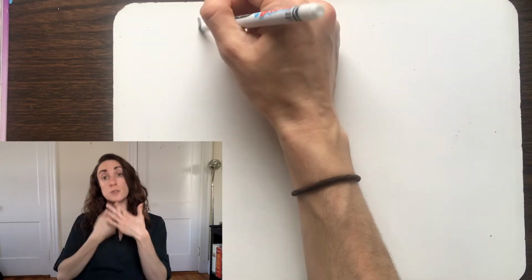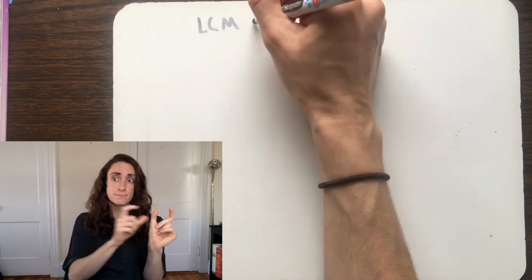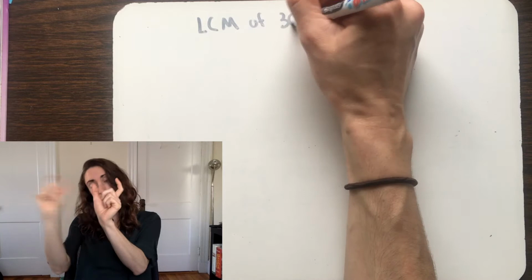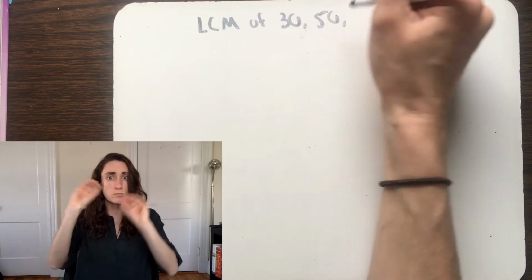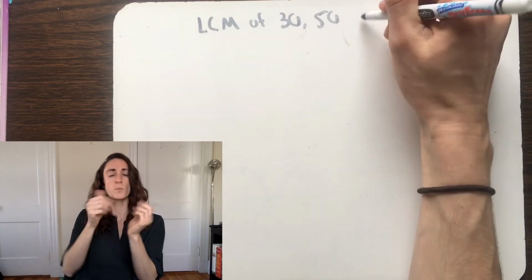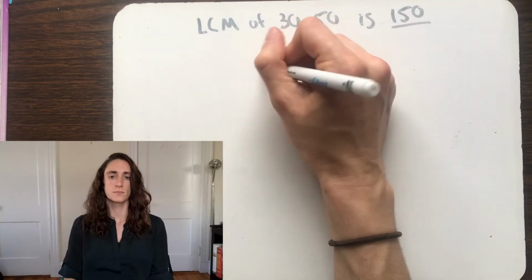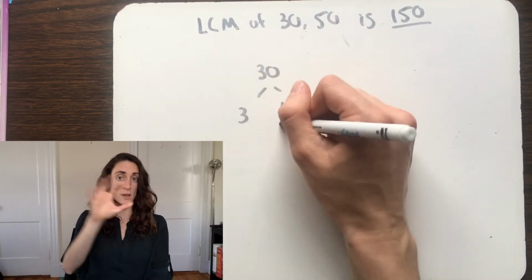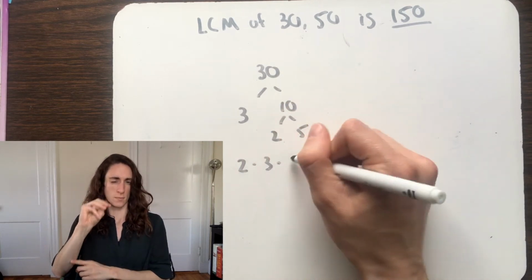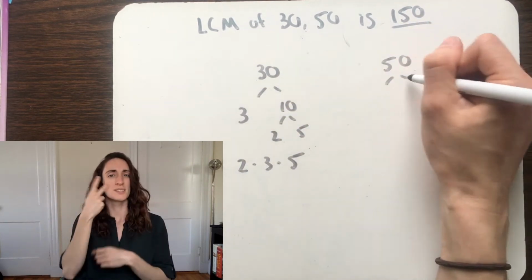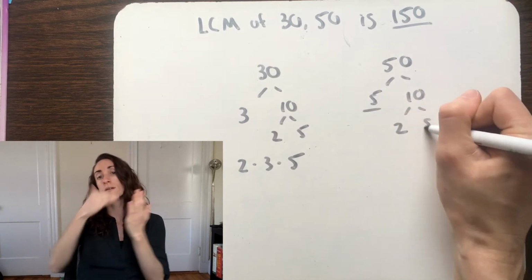So now that you've seen what the least common multiple means, is that the easiest way to find it, just listing out the multiples of two numbers until you hit on a common multiple? Really, it's much easier to use prime factorization to quickly identify the least common multiple. So let's look at that same example of 30 and 50 and find the least common multiple using prime factorization instead.